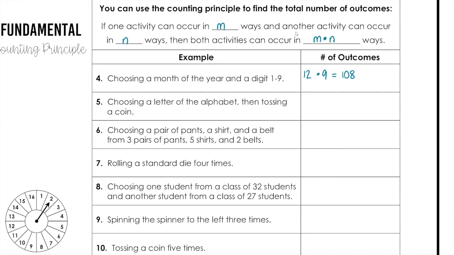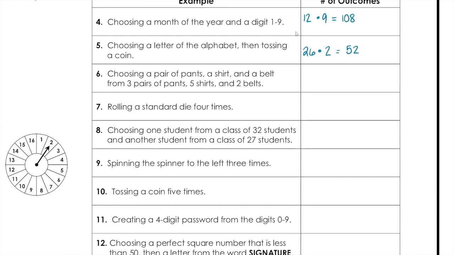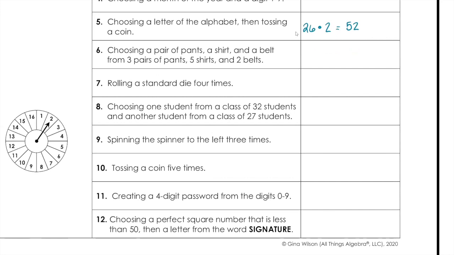Letter of the alphabet, there's 26 letters in the alphabet. And tossing a coin, 2 possible outcomes, heads or tails. That would be 52. A pair of breeches, a shirt, and a belt. When you got 3 pairs of breeches, 5 t-shirts, and 2 belts, 3 times 5 times 2 is 30.